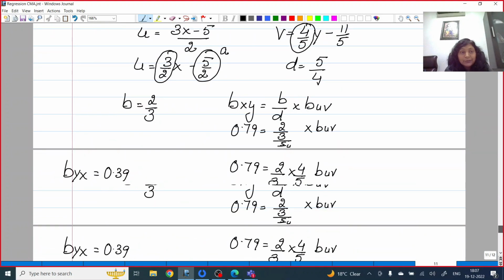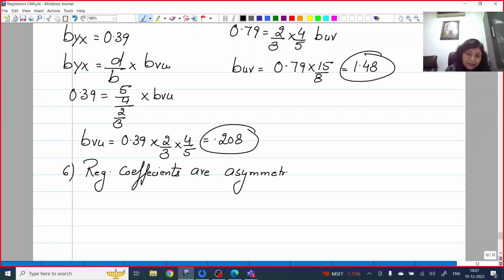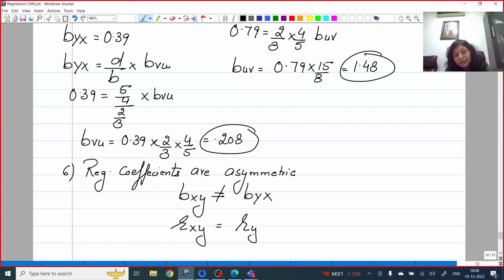And the last property is regression coefficients are asymmetric. Now what is the meaning of asymmetric? The meaning of asymmetric is bxy is not equal to byx. As in the case of coefficient of correlation, they are symmetric, rxy equals ryx. So regression coefficients are asymmetric.